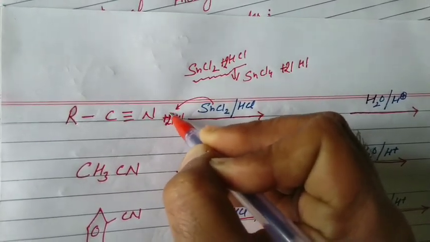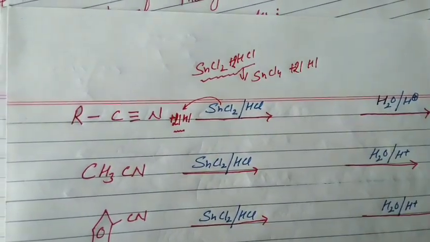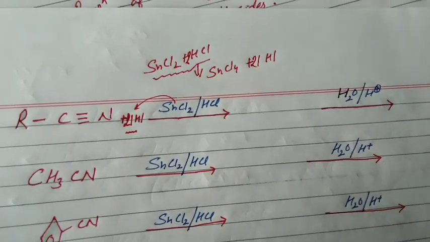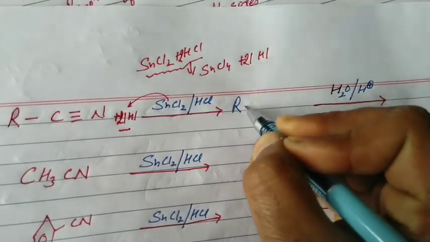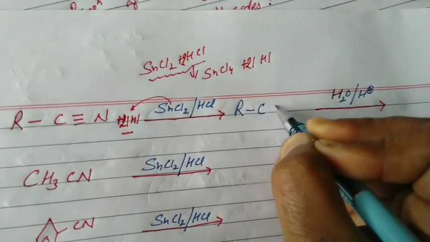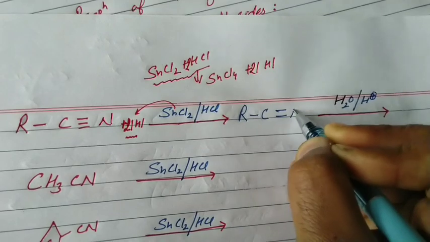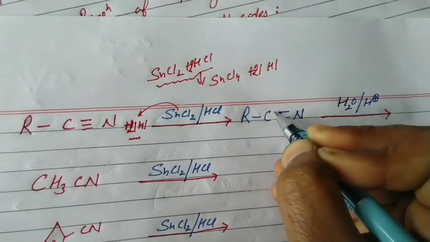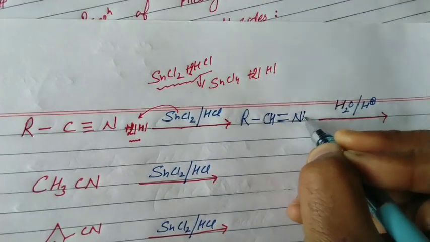Reduction will proceed. No need to write nascent hydrogen, but it is mandatory to write the reducing agent SnCl2 and HCl. Triple bond will reduce to double bond. Please try to understand. At first it was a triple bond. Reduction means a higher functional group is reduced to a lower one. Triple bond is reduced to double bond. One hydrogen will approach the carbon atom and the second will approach the nitrogen atom.